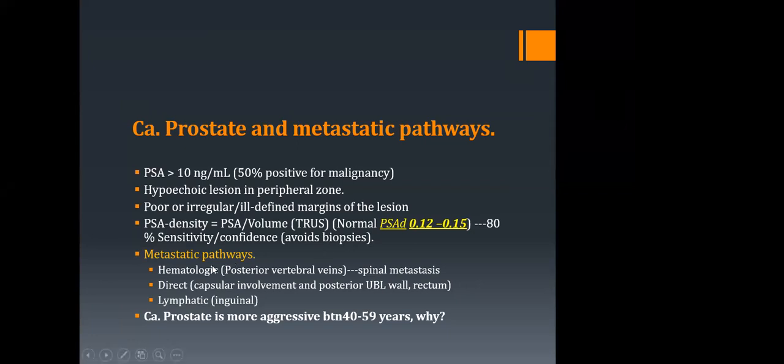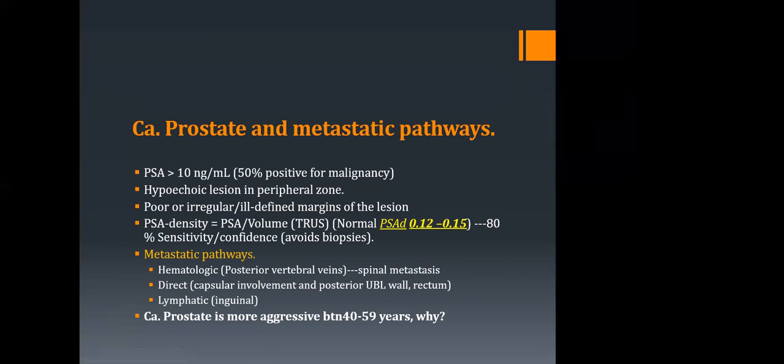How do we get metastasis? Now, when the patient has CA and they have metastasis to the spine, it is predominantly through the posterior vertebral arteries.